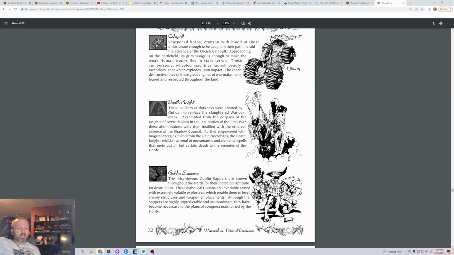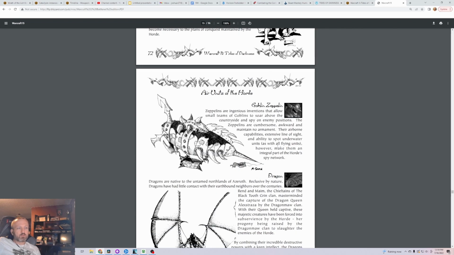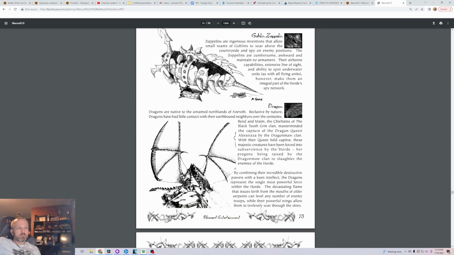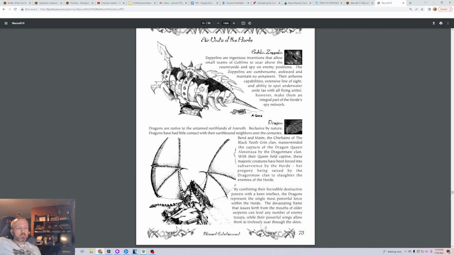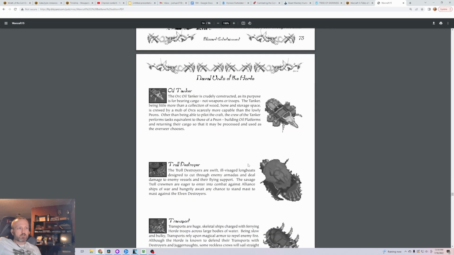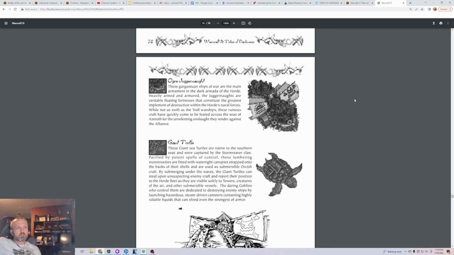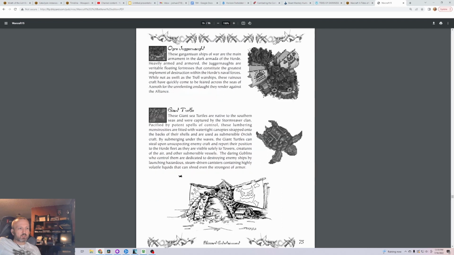The goblin sappers love them. They're like the dwarven demolitionists. The zeppelins from the goblins are like the gnomish flying machines. Dragons compete with the griffins. We got the oil tankers, still troll destroyers instead of elven. They have transports. Ogre juggernauts are like the battleships. Giant turtles are their versions of the submarines. They're captured by the Stormreaver clan, and they use spells to pacify them. The goblins do control them, so goblins are behind the giant turtles.